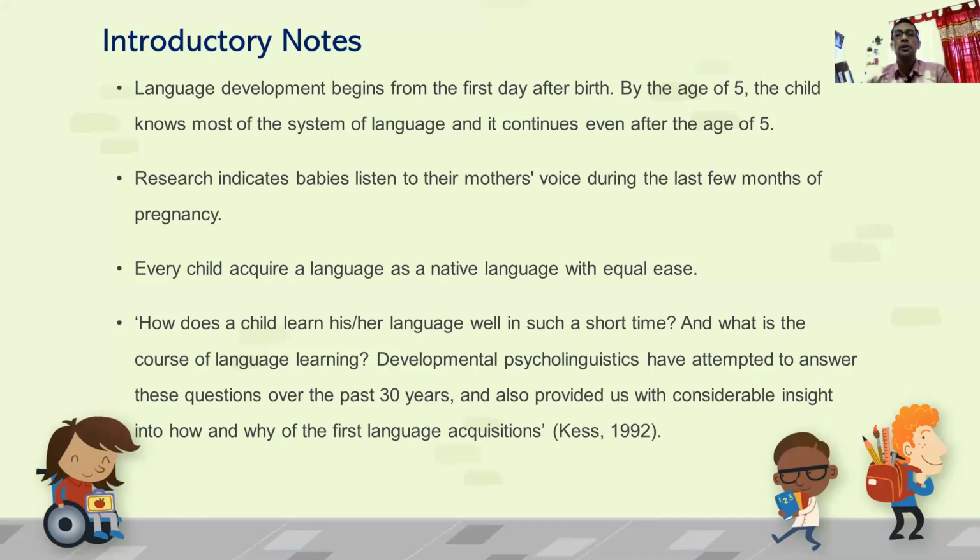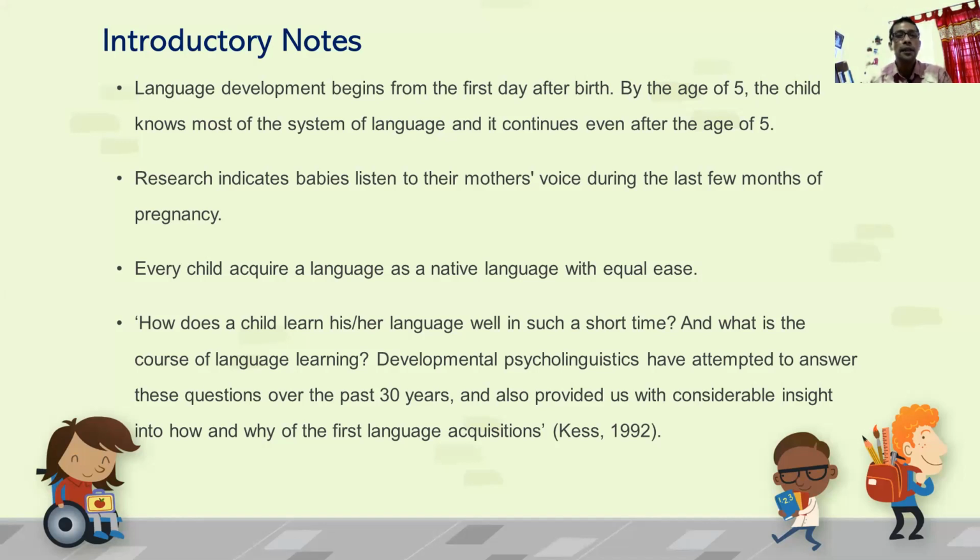Okay, I'm going to start the introductory session and the very important aspects of child language acquisition. Language development begins from the first day after birth, as you all know. By the age of 5, the child knows most of the system of language, and it continues even after the age of 5. Research indicates babies listen to their mother's voice during the last few months of pregnancy. Every child acquires a native language with equal ease.